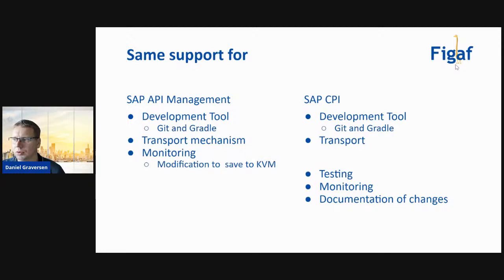We do have the same support for API management. Well, something similar, I would say. And for CPI, we also have a lot in the Git development, Gradle, that allow you actually to develop faster, run Groovy scripts and stuff like that. You have options to do transport, testing, monitoring, and documentation. I think that CPI is probably the place where we have the most complete solution to handle these things.